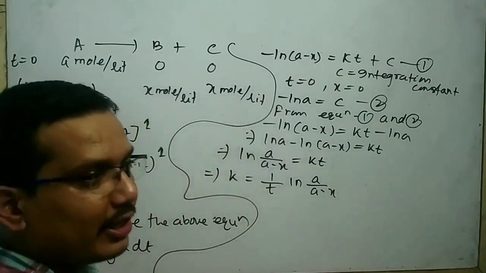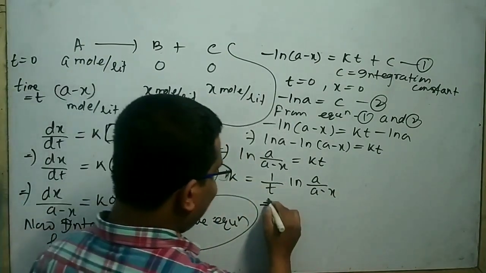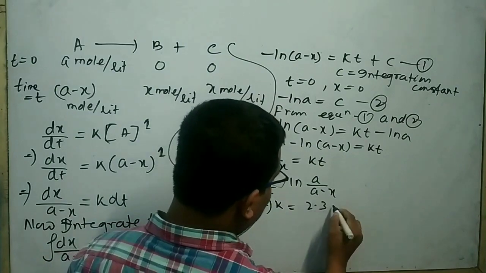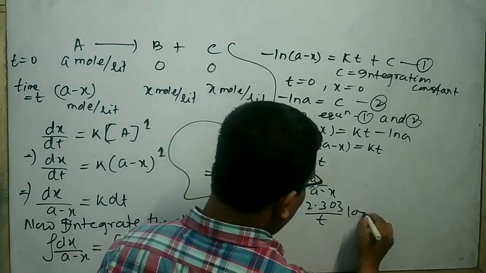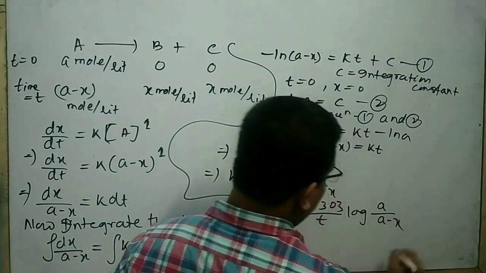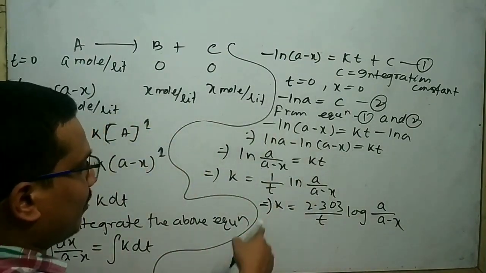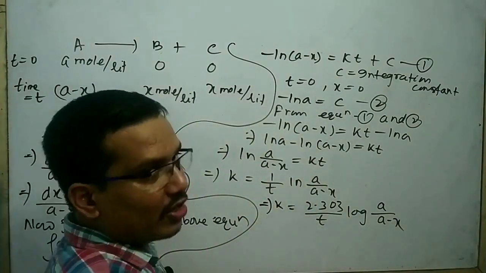Now convert the ln into log. That means I can write K is equal to 2.303 divided by T log of A by (A minus X). This is the expression for the rate constant for the first order reaction.